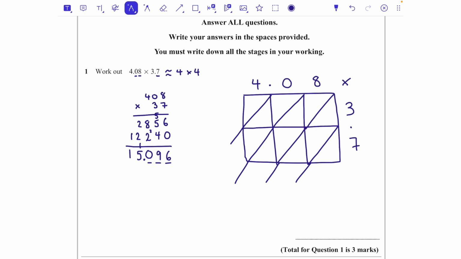So 8 times 3 is 24, so I'm going to put 24 there. 8 times 7 is 56. 0 times 3 is 0, so we put 0, 0. 0 times 7 is 0. 4 times 3 is 12. And 4 times 7 is 28.